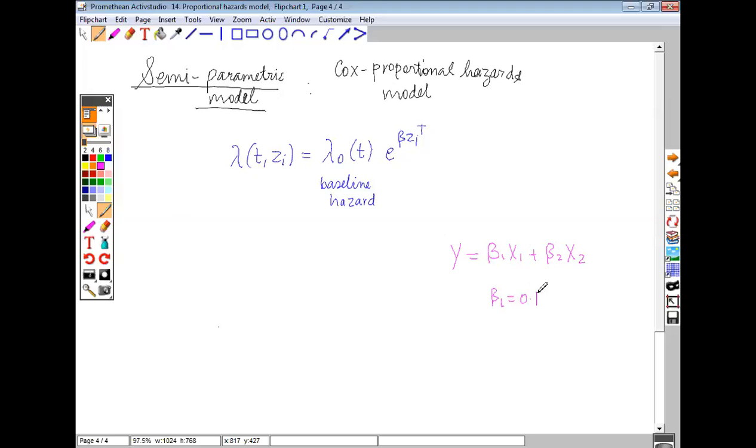I guess 1 unit change in x1 will cause 0.1 unit change in y. Exactly right. So if you increase x1 by 1 unit, your y will increase by 10% at a particular time. So this beta 0.1 helps you with that. And in a similar way, it's going to happen here as well.